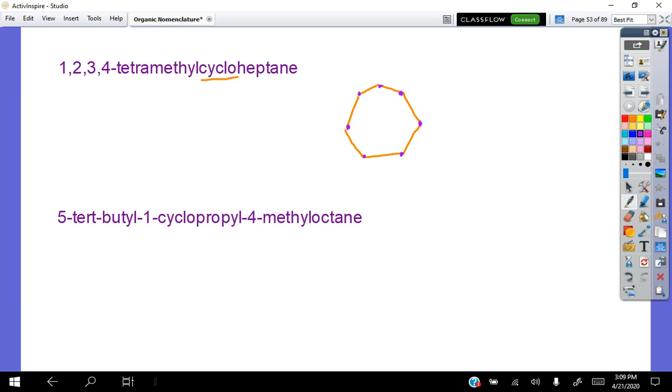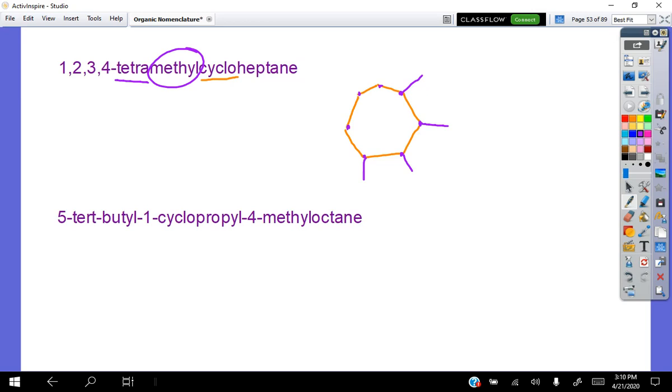All right, and then it doesn't matter where I start with my numbering. Tetra tells me I have 4 of my methyl group, so I've got 4 methyls sticking off. And so you can pick whatever position you want as your number 1 position. 1, 2, 3, 4. That would be 1, 2, 3, 4 tetramethyl cycloheptane.